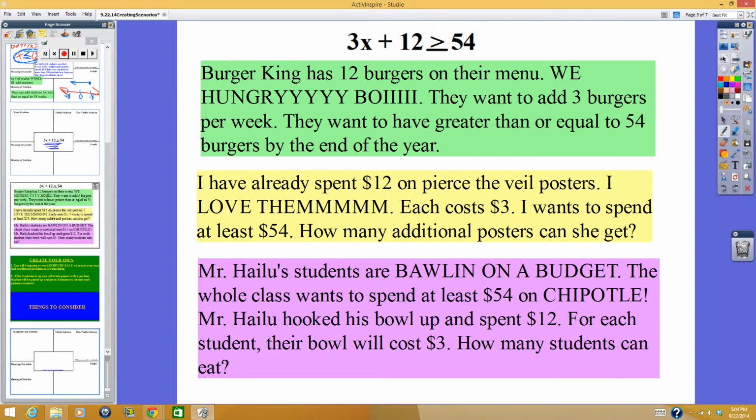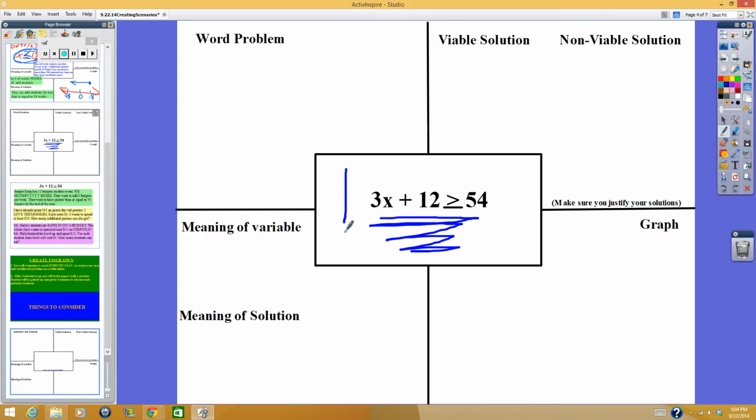Anyway, for this inequality here, 3x plus 12 is greater than or equal to 54, you could literally pick any place in the world that you want to go. You could be buying something. I think buying something is the easiest thing to talk about. Make sure you start off with 12, right? That's your constant. And then for this problem, you're adding by 3. And whatever it is, you want to have greater than or equal to 54.